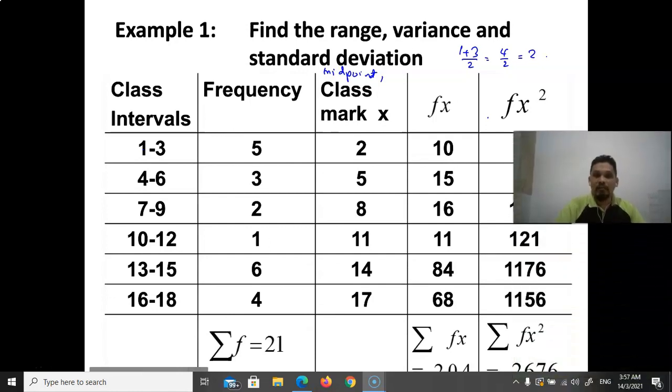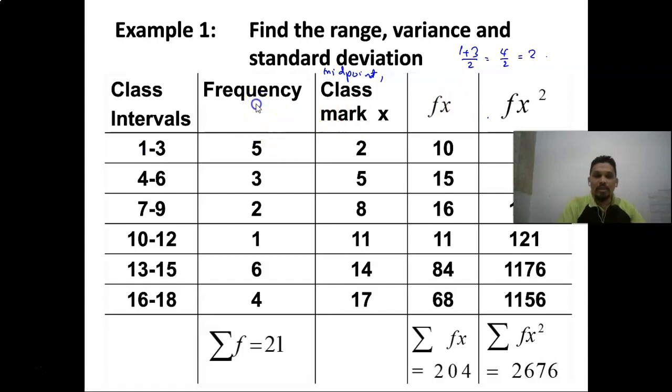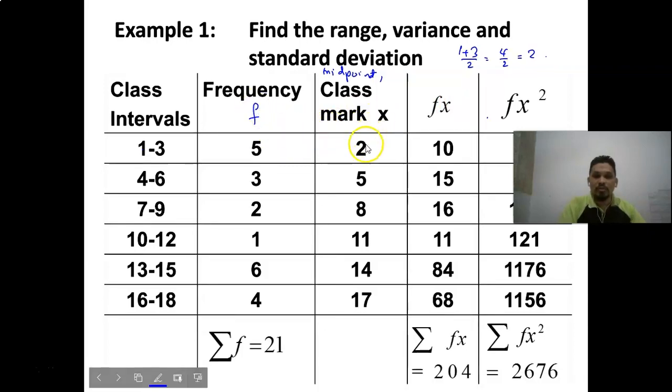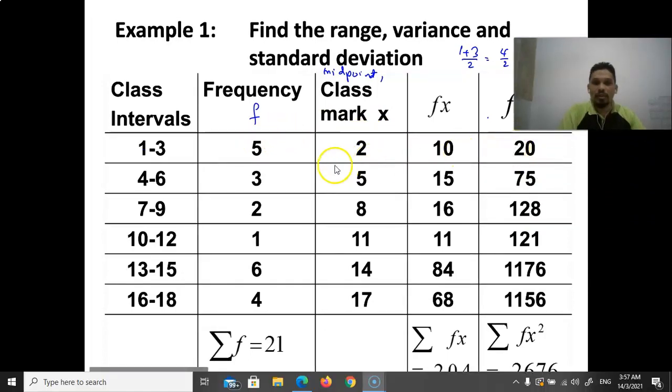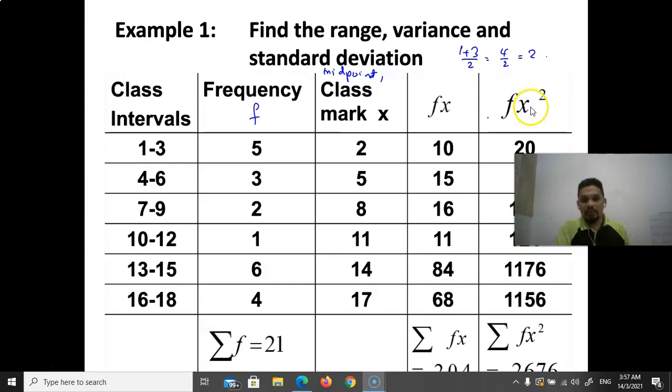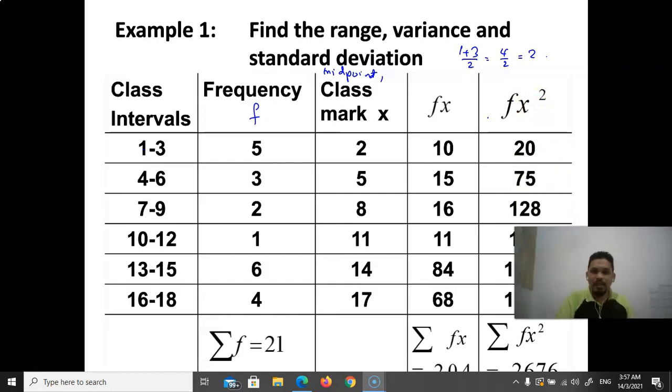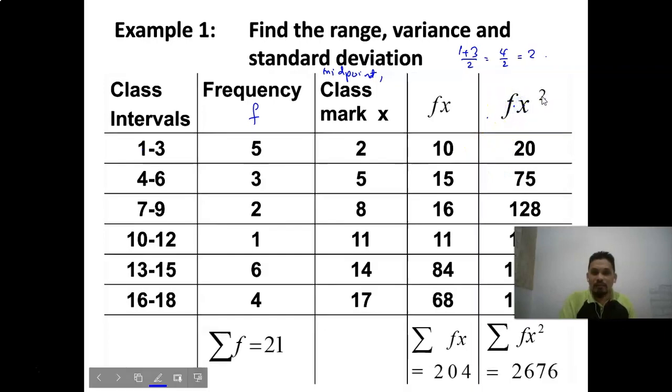And then find f multiplied by x squared, where f is the frequency. 2 squared equals 4, 4 times 5 equals 20. 5 squared is 25, times 3 equals 75. There you get f x squared. I think you can get what I'm trying to say here: f multiplied by x squared.